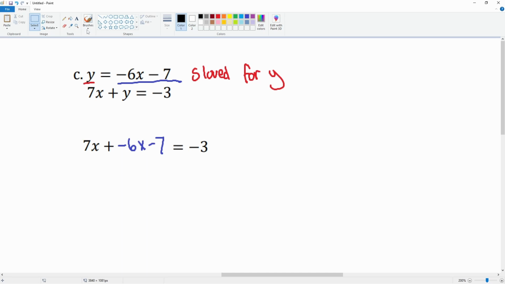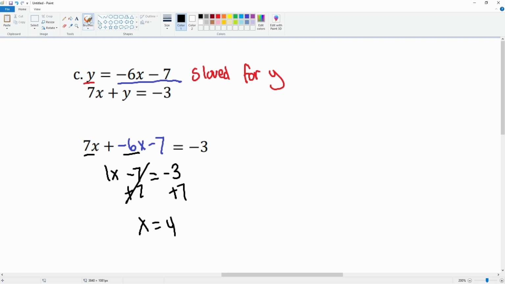Now I can combine like terms. 7x and 6x are on the same side. That becomes 1x. Bring everything else down. Minus 7. Bring down the equal sign. Minus 3. Okay. Add 7 to both sides. This cancels. x is equal to 4.